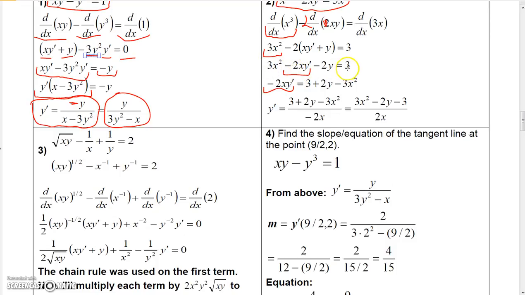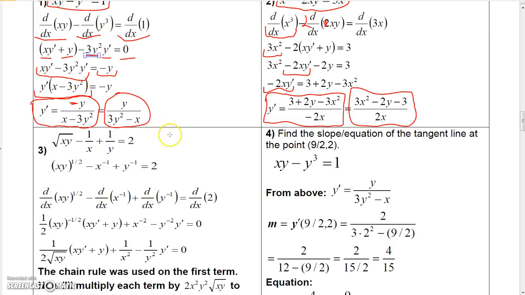So the 3 was already there. If I move the -2y there, that'll make it a plus 2y. If I move the 3x squared over there, that'll make it a minus 3x squared. So now all I have to do to solve for y prime is divide both sides by -2x. So again, there's the answer, 3 plus 2y minus 3x squared all over -2x. And again, if you want to multiply the top and bottom by -1 and get a different looking answer, you could do that.